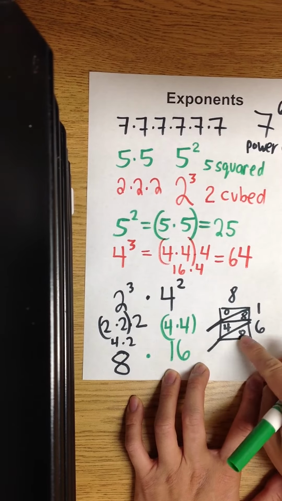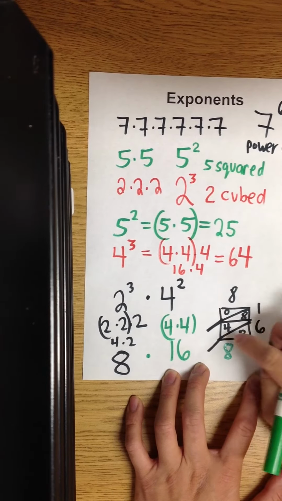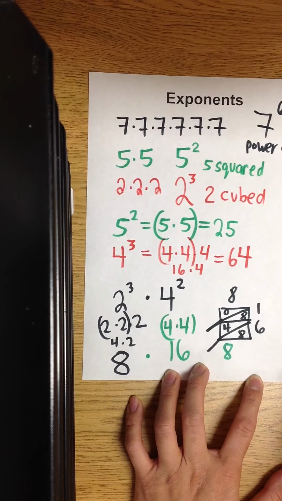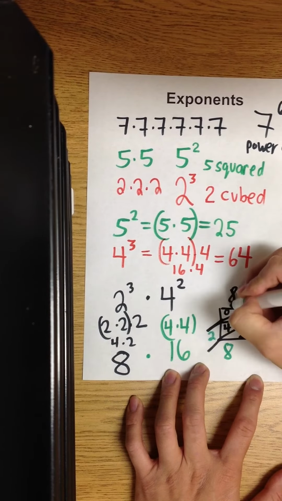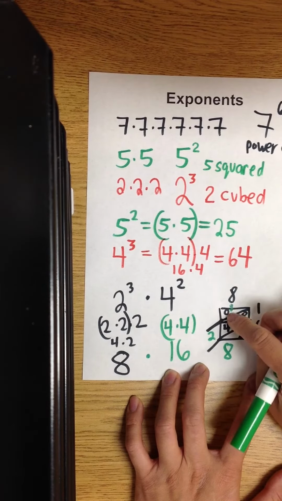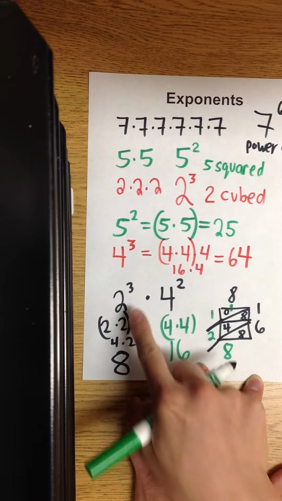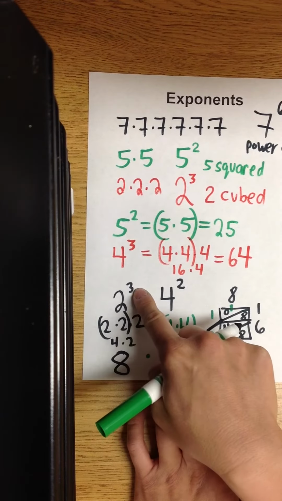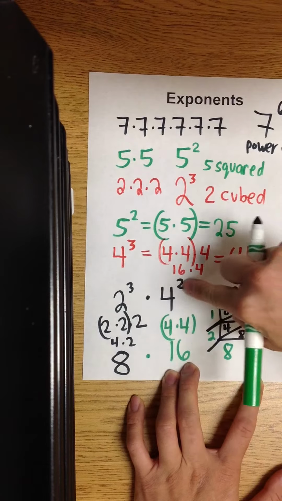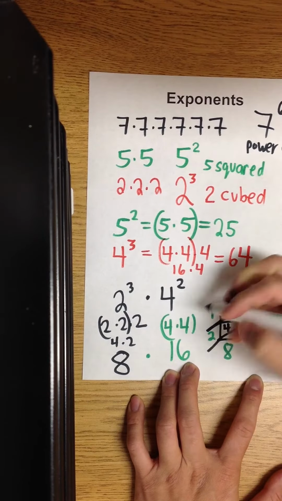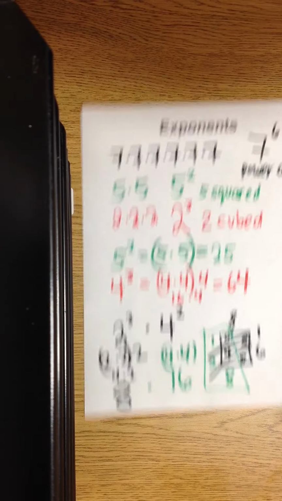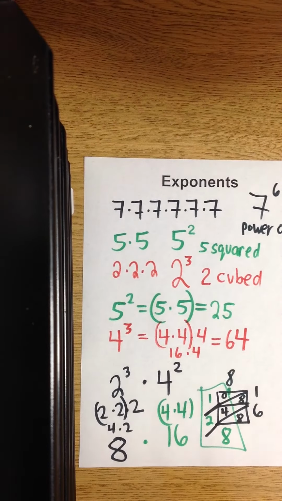Let's look at the ones place. What number do you have in the ones place? 8. What do you have in the tens place? 4 plus 8 is 12. You carry the 1. What do you have in the hundreds place? 0 plus 1 is 1. So the value of 2 cubed times 4 squared is 128. And that is how you do exponents.